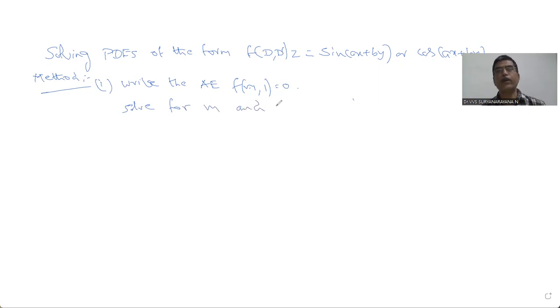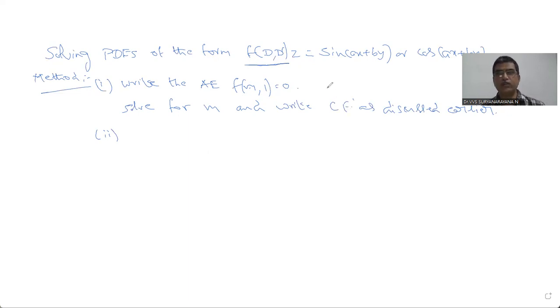and write the complementary function as discussed earlier. Already we have discussed in video 1 and video 2 how to write the complementary function, depending on the values of m, whether they're equal or different. Okay. While doing problems, we'll discuss that procedure once again. So step 1 deals with only the left hand side operator f of D, D dash. We will get the complementary function.